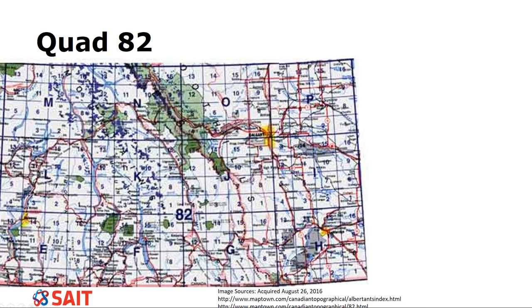Then in quadrangle 82, we have Calgary. So here's Calgary. The BC border comes in closer at this point, and we are located here. If you're looking for anything close to Calgary or Banff, because Banff National Park is all here, you can look in quadrangle 82.